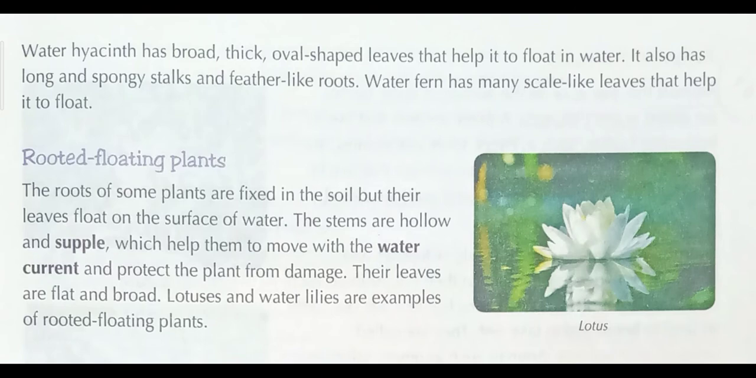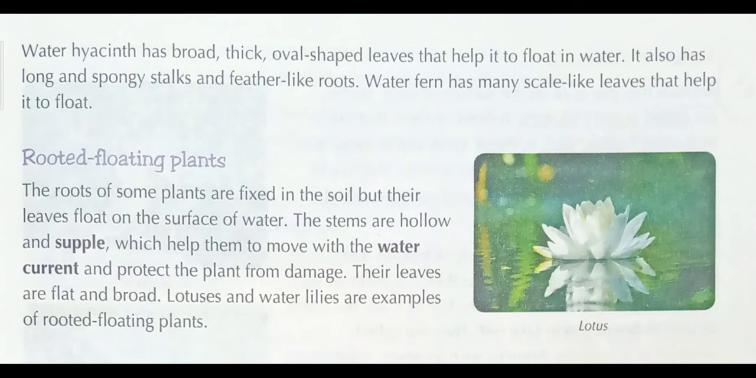Rooted floating plants. Some of the plants are rooted floating plants. So let us go through it. The roots of some plants are fixed in the soil, but their leaves float on the surface of water. The stems are hollow and supple, which helps them to move with the water current and protects the plants from damage. Their leaves are flat and broad. Lotuses and water lilies are examples of rooted floating plants.